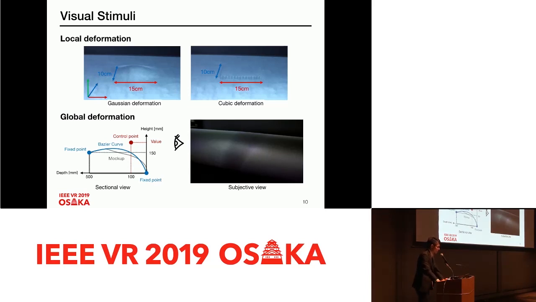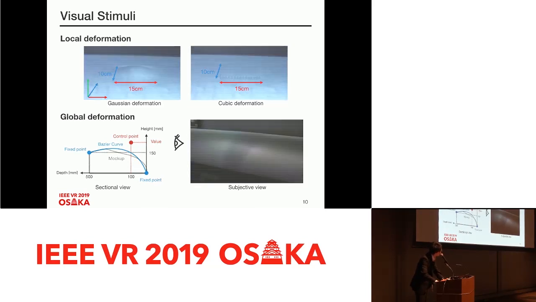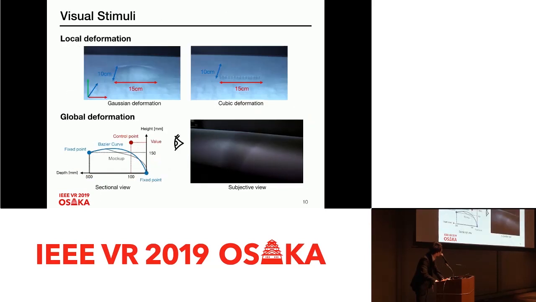In global deformation, the whole dashboard is deformed, assuming height and curvature design. It uses a Bezier curve to parameterize the mockup's cross-section, as you see in the bottom left figure. And subjects adjust the height of the control point. It's a bit hard to see, but the bottom right movie shows how the global deformation moves.